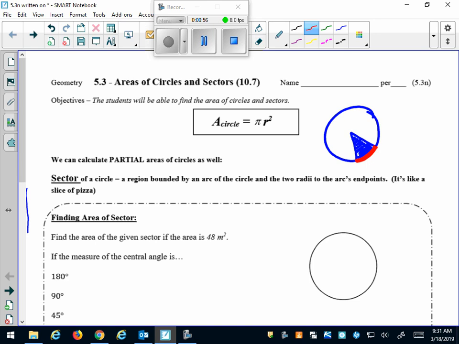So if we talk about it as pizza, the length of the arc was kind of like the length of the crust, just the crust part. Now we're going to be doing area of the entire slice of pizza, the whole area. So whereas in the last lesson you did the fractional part of the circumference, now we're just going to be doing the fractional part of the area.